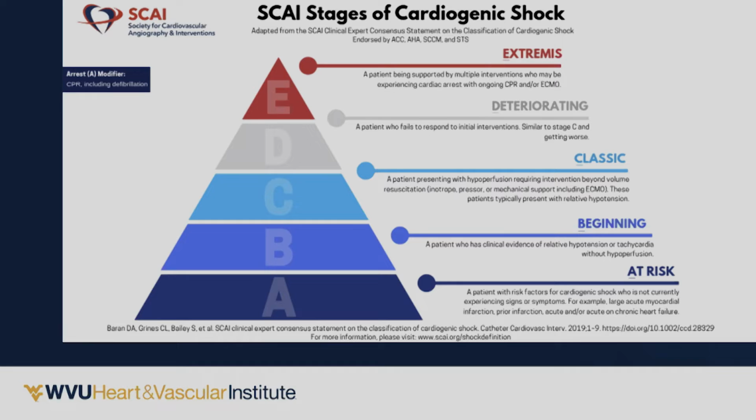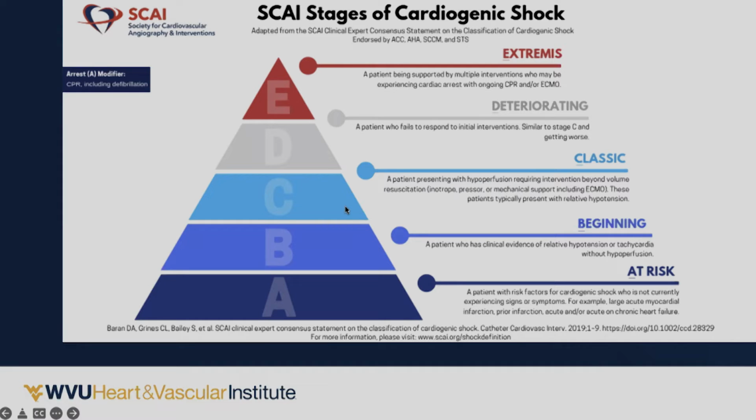So people can be at risk for cardiogenic shock: anybody with hypertension, cardiac disease, prior MI, all of them are at risk for secondary infarction and cardiogenic shock. But stage B is the beginning of cardiogenic shock, where people start having relative hypotension or tachycardia without hypoperfusion. Identifying the patients at this point of time and maybe using inotropes might help at this stage.